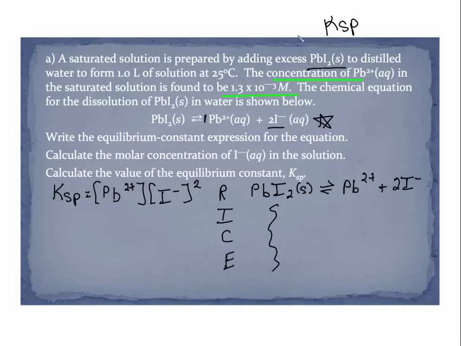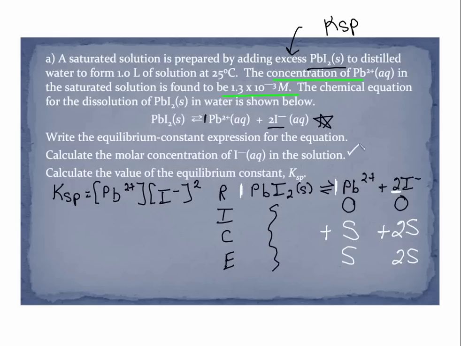Now, we added excess PbI2 to the solution. There is no other source of lead ion. We're not adding lead nitrate or lead acetate or anything like that. And there's no other source of iodide. Now, I like to use my little S here. So for every one of these, I get 1 lead. That means that my lead ion represents the solubility here. And this would be plus 2S. So this is S and 2S. The reason, again, remember, it's 2S because of that 2 right there.